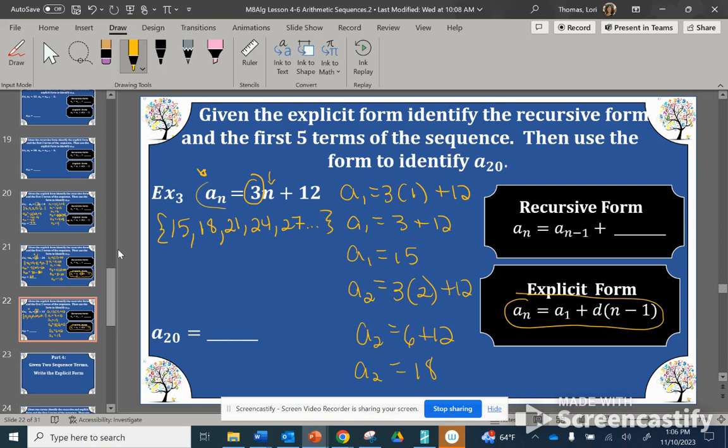Now let's use our condensed explicit form to find the 20th term. And our 20th term is going to be 60 plus 12, and that gives us 72.